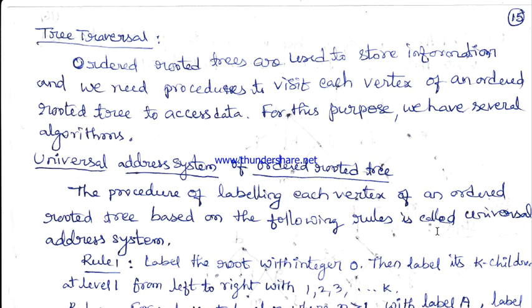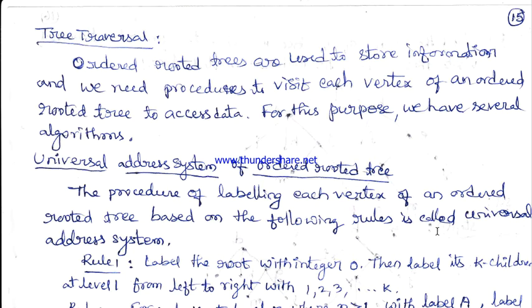with some useful information. In order to access the data associated with each vertex of the tree, we need some procedure so that the complete tree, all the vertices of the tree can be traversed and the information can be captured. For the purpose, we have several algorithms, out of which in this lecture we are going to discuss about the pre-order, in-order and post-order algorithms.